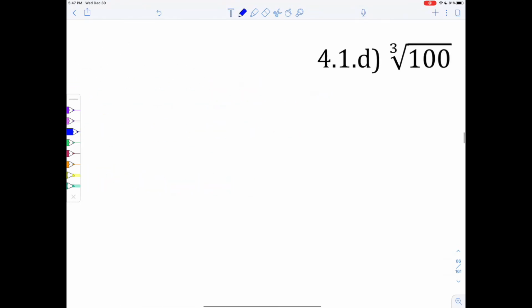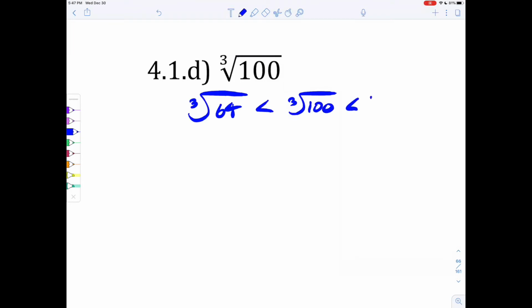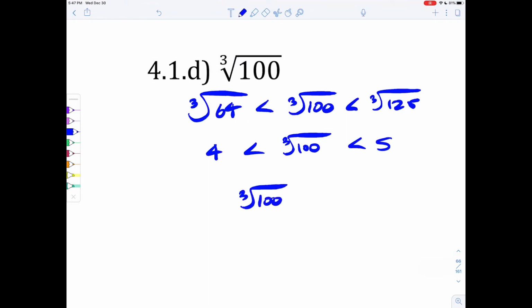And last of these 4 examples, cube root of 100 is also between cube root of 64 and cube root of 125 still. So we're still between 4 and 5. But this time a bit closer to the 5. So I'm going to say cube root of 100 is something like 4.6-ish.